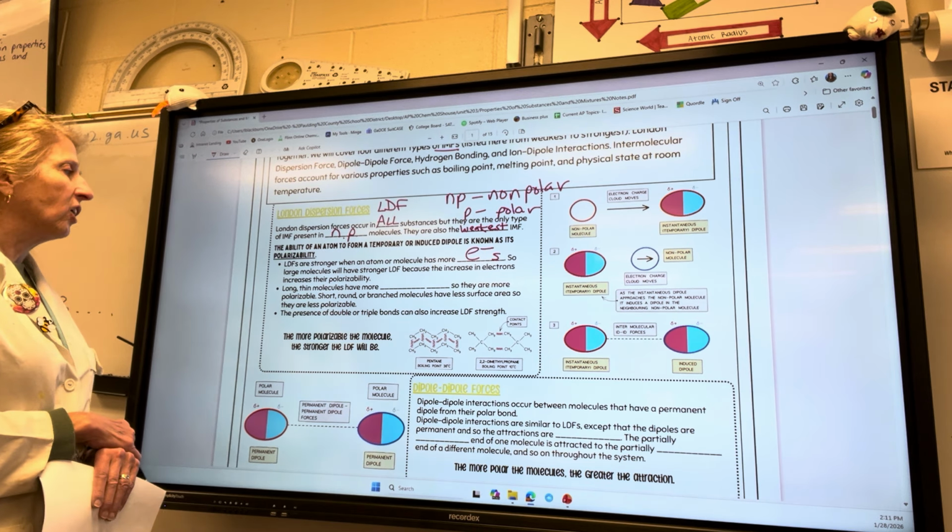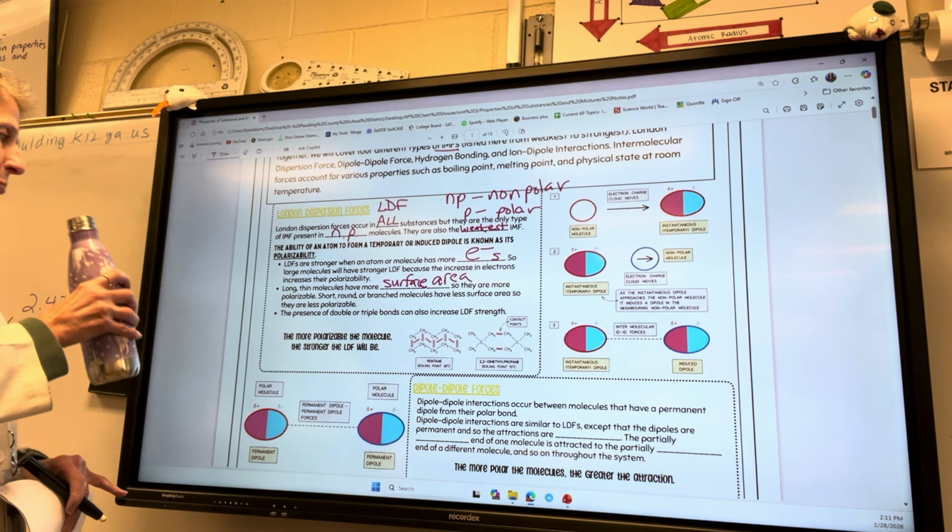So they are more polarizable. Short, round, or branched molecules have less surface area, so they are less polarizable. The presence of double or triple bonds can also increase the strength of London dispersion forces.